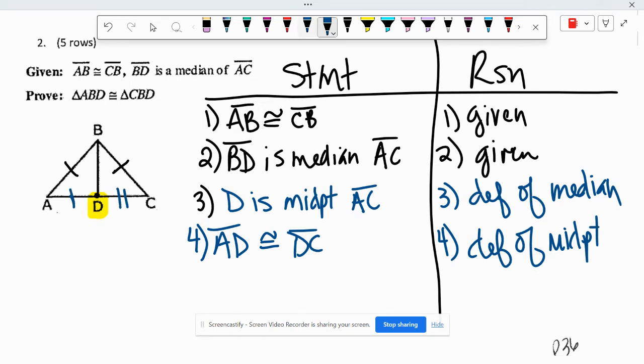You guys are killing this. Okay. Quali, I'm coming to you. You got this, Quali. I want you to look at this right here. What can you say about segment BD?